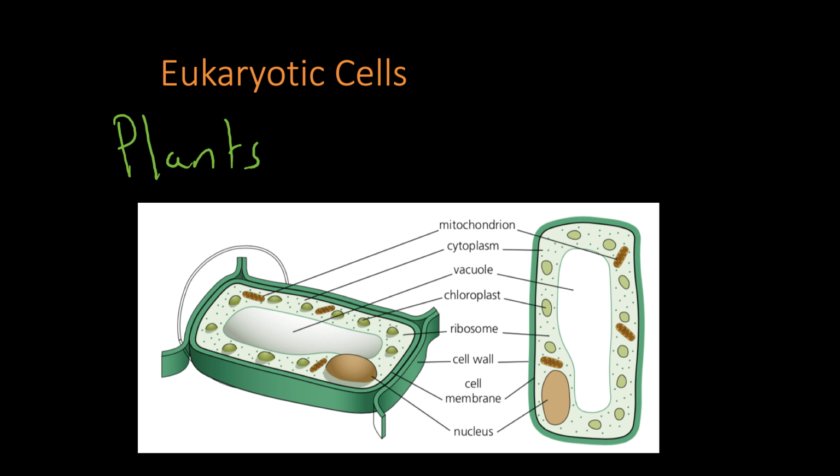So, plants. Okay, plants. Their cells are slightly more complex, but not too much. They still have the same stuff. So cytoplasm, okay, that's where all the chemical reactions happen. The ribosome, they make proteins. The cell wall, just like in the bacteria, the cell wall stops the cell from bursting. It provides structure to the cell. Cell membrane controls what's allowed to go in and out. The nucleus contains the DNA.